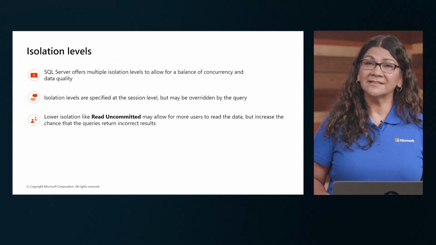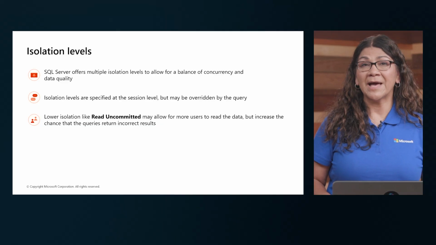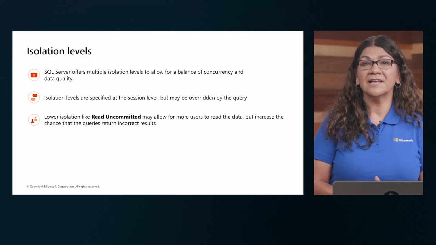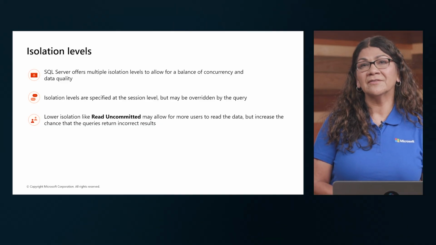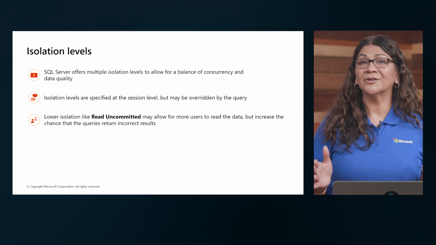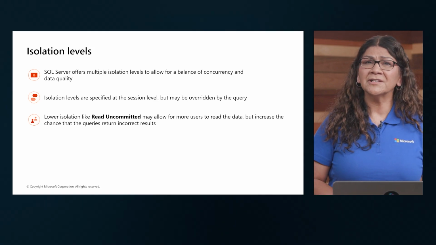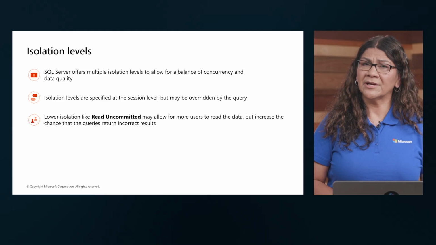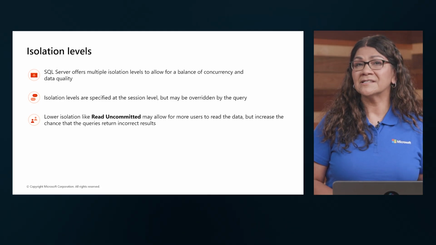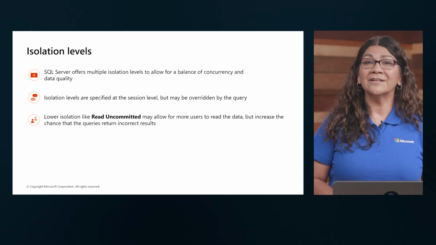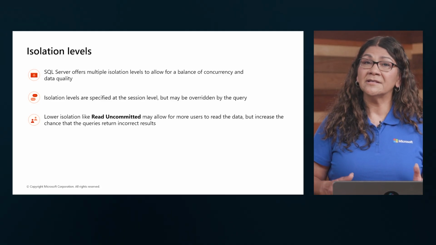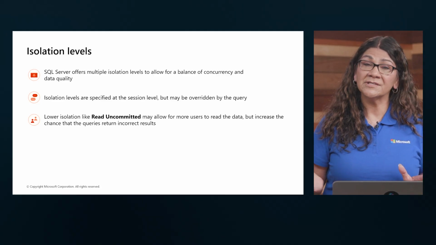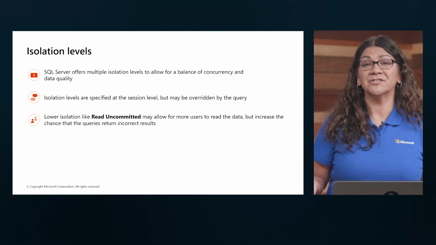SQL Server's isolation levels are essential for balancing concurrency with data integrity. Isolation levels determine how transactions interact with one another, especially in scenarios involving dirty reads, where a transaction reads uncommitted changes, or phantom reads, where repeated queries return different results due to ongoing modifications.